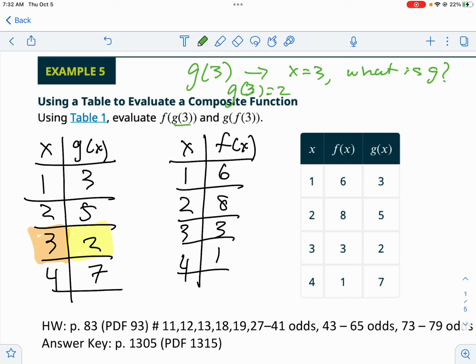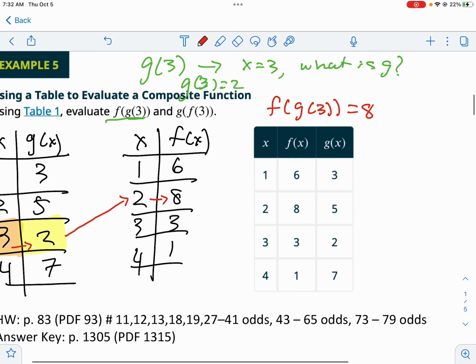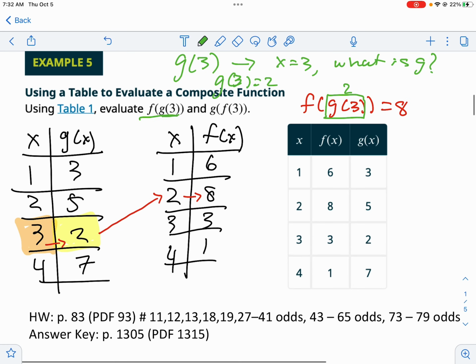But if you want to know F of G of 3, it's kind of a map. Once you go from 3 to 2, then you find the X value and go there. So F of G of 3 is equal to 8, because you know that G of 3 is equal to 2. So it's a portal map where you start at one spot, and then that leads you to the X, and then it leads you to your F of X.